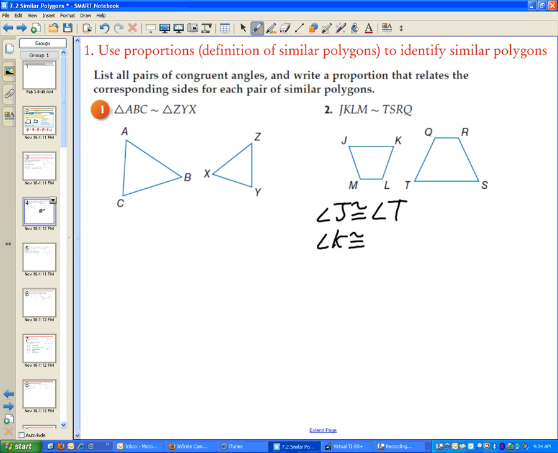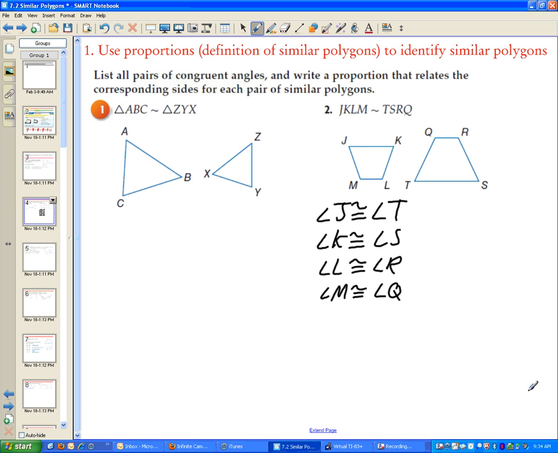What's angle K congruent to? Angle S. Angle L is congruent to angle R. Angle M is congruent to angle Q. Did I even need to see the figures to know that? In fact, I didn't even look at them. I don't need to look at them to get the corresponding angles, or corresponding sides either.